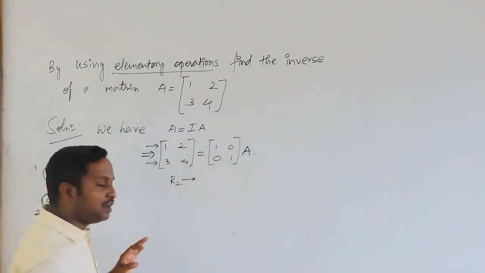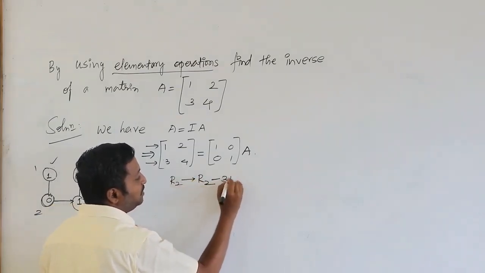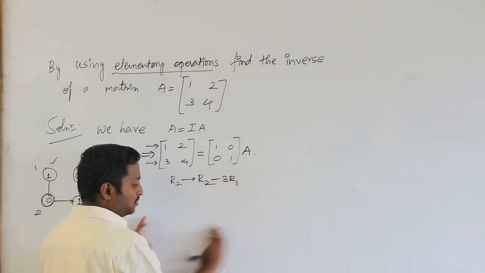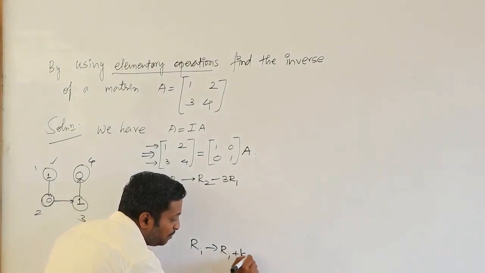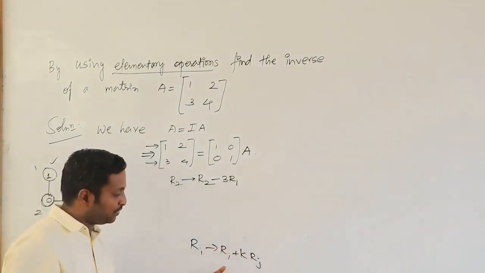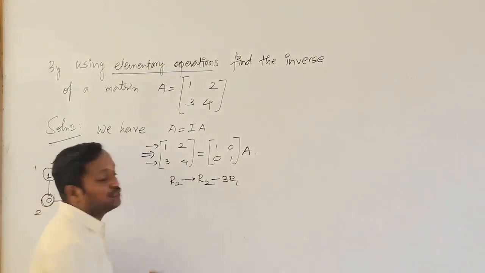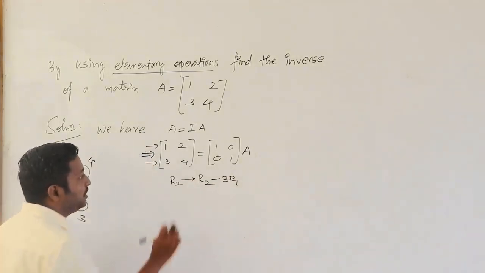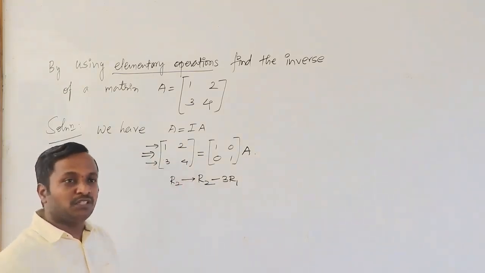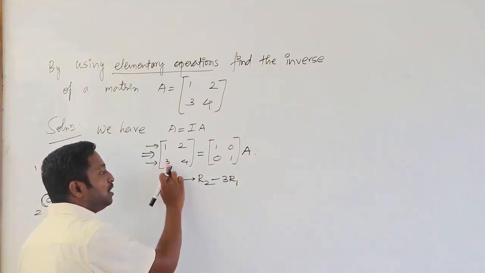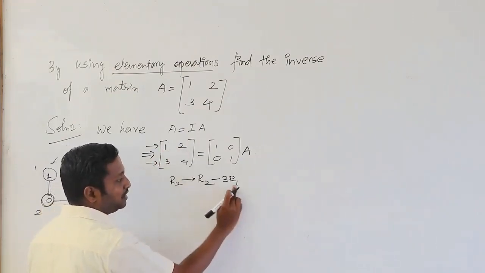R2 must change. R2 is replaced by R2 minus 3 R1. Minus or plus, we can decide using the operation Ri replaced by Ri plus k Rj. This is the operation I have used here. The k value is minus 3. Why have I chosen this operation? Just important: this is a 3, and 3 has to be 0. 3 means I have to subtract 3 here, so I will multiply 3 by this R1, 3 into R1.